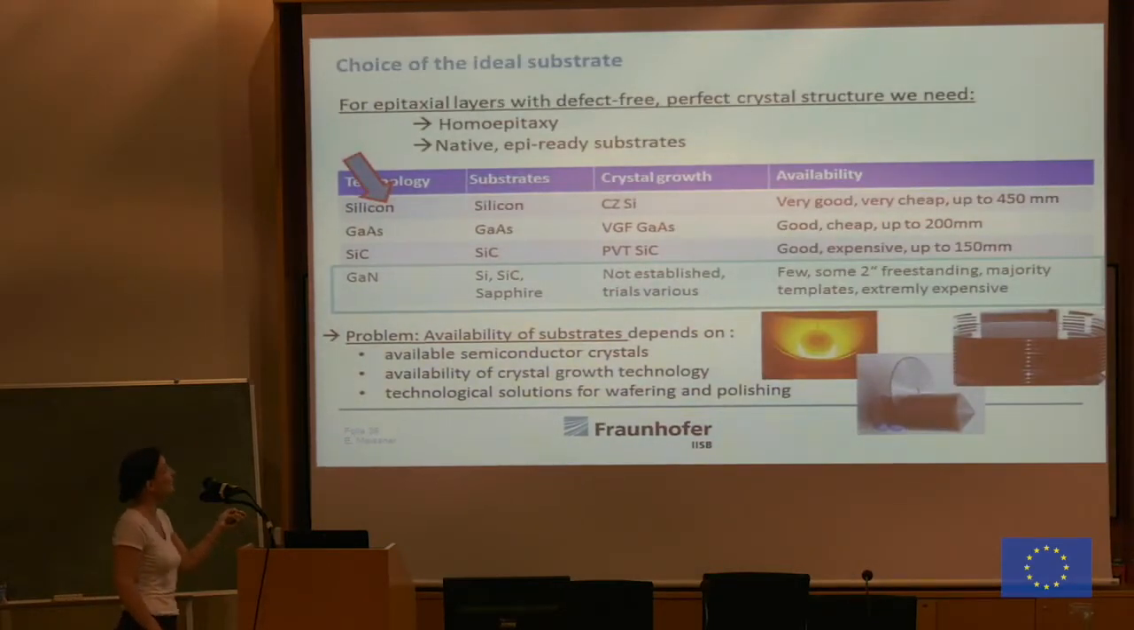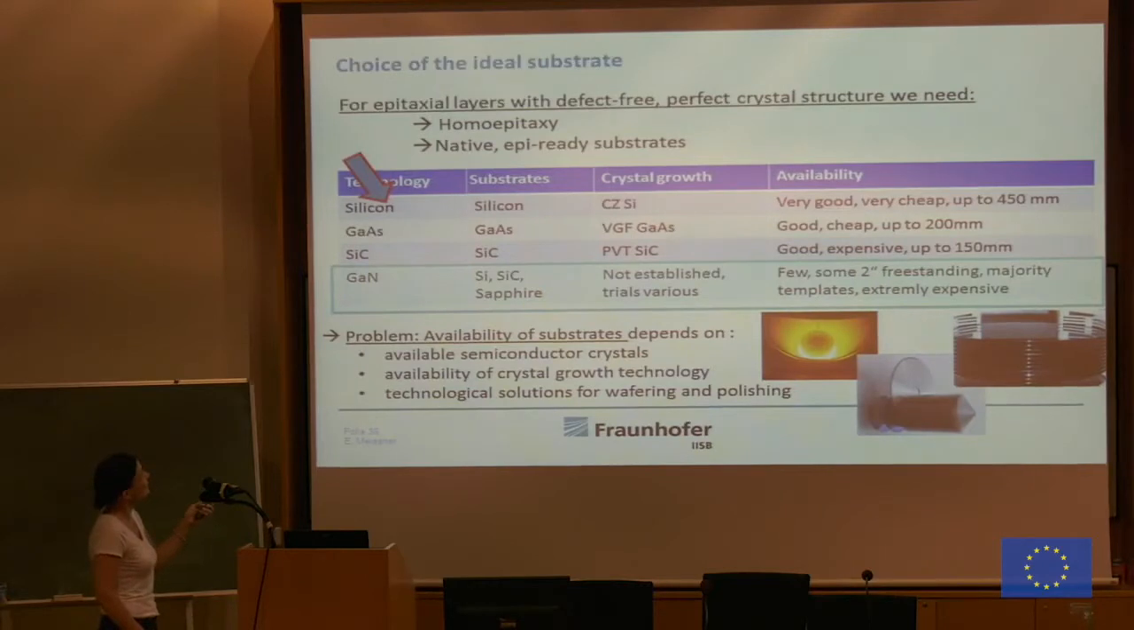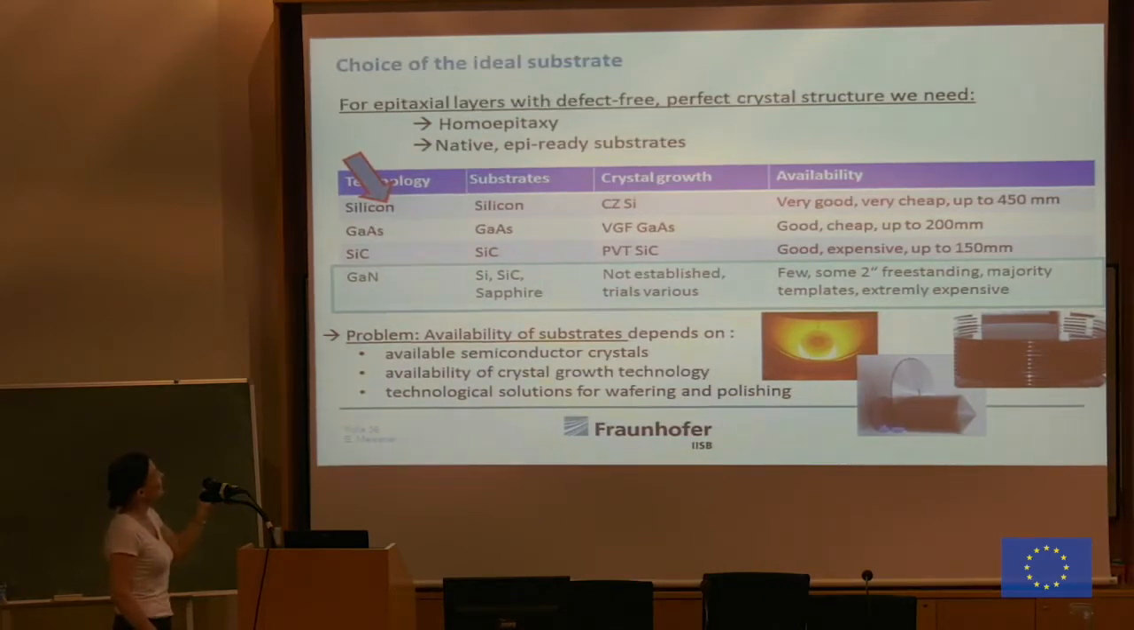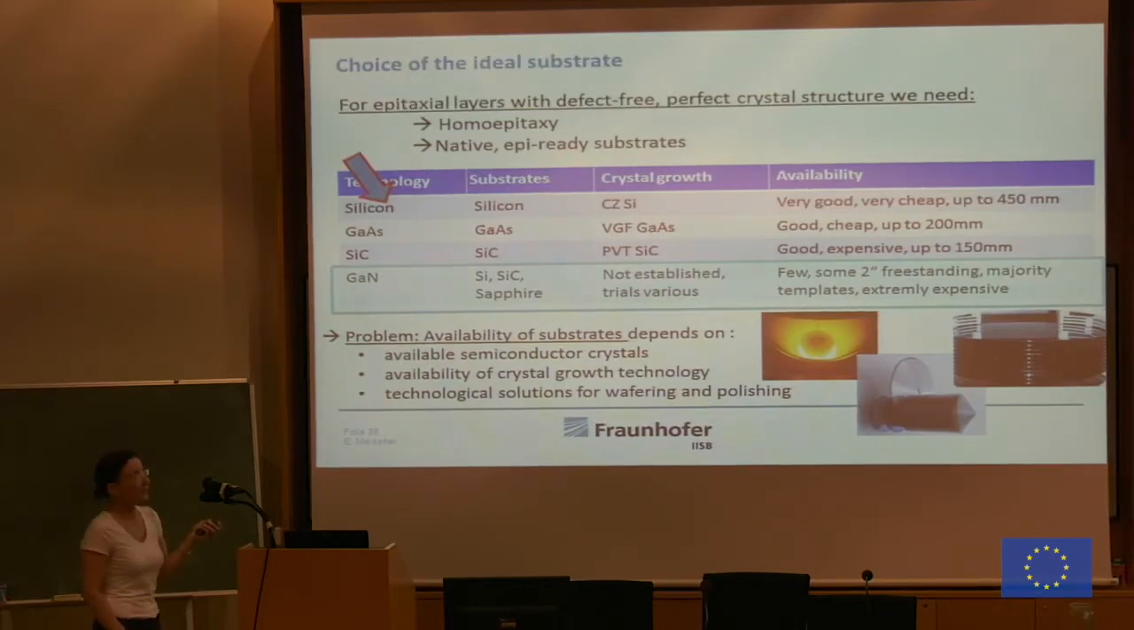So what shall we do for gallium nitride? This is not so easy. Homoepitaxy would be the best to attain defect-free, perfect crystal structures. But therefore, we would need native epi-ready substrates.